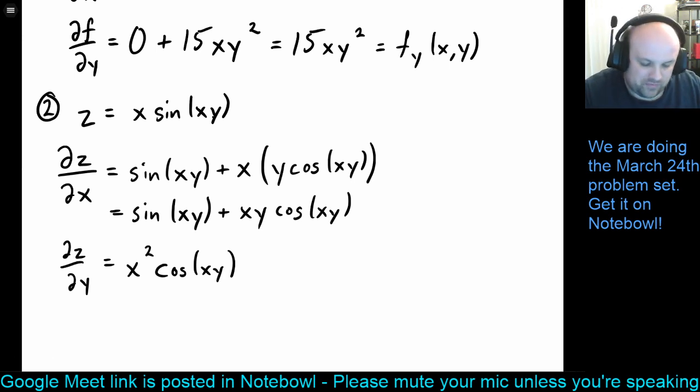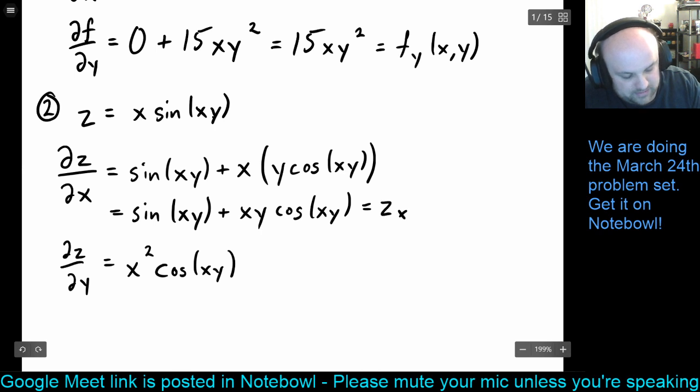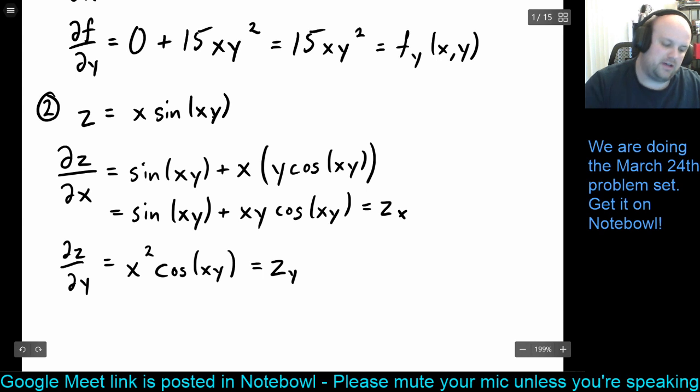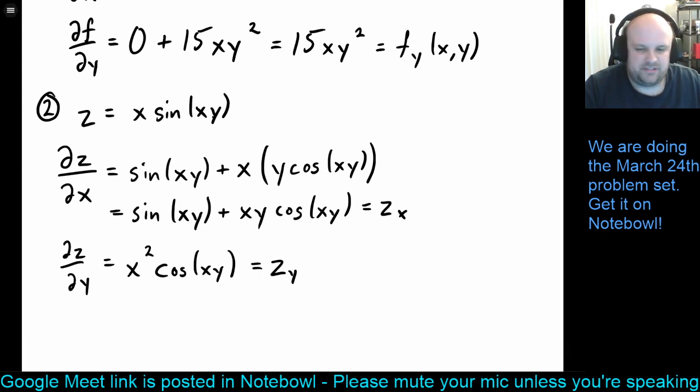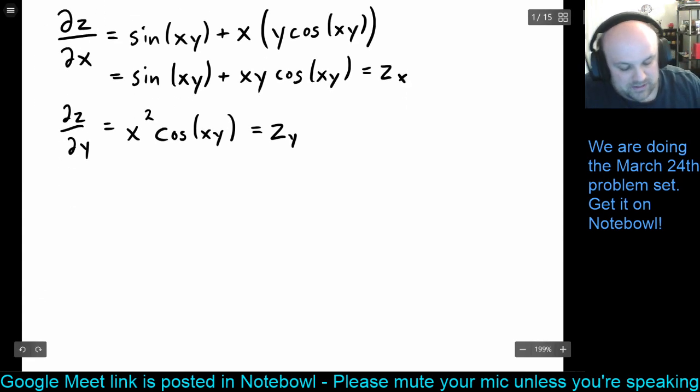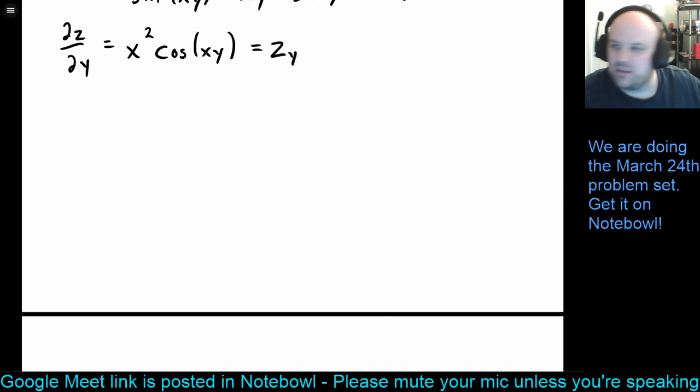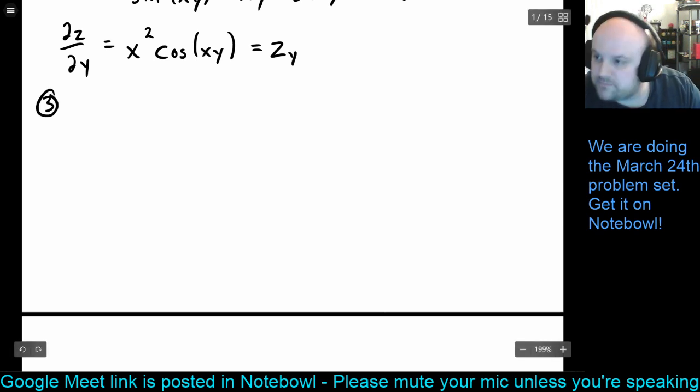And just like with the last example, the first part, we could call this z sub x, we could call this one z sub y. Both notations are used. It's really a matter of convenience which one you want to use. Sometimes one notation looks better than the other. All right. So now the next one we got is one with 3 variables.